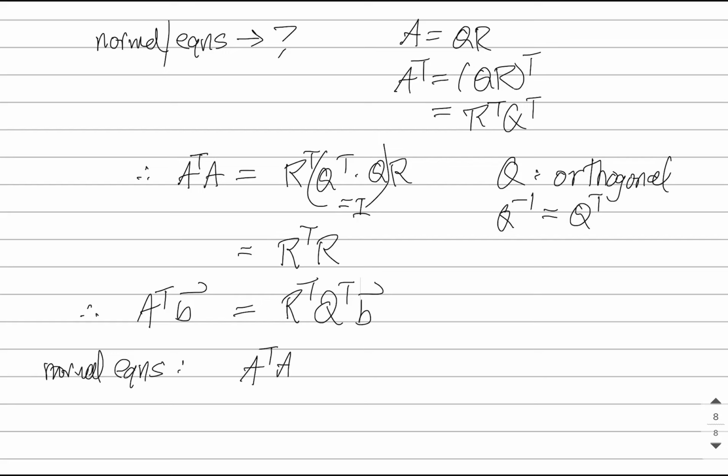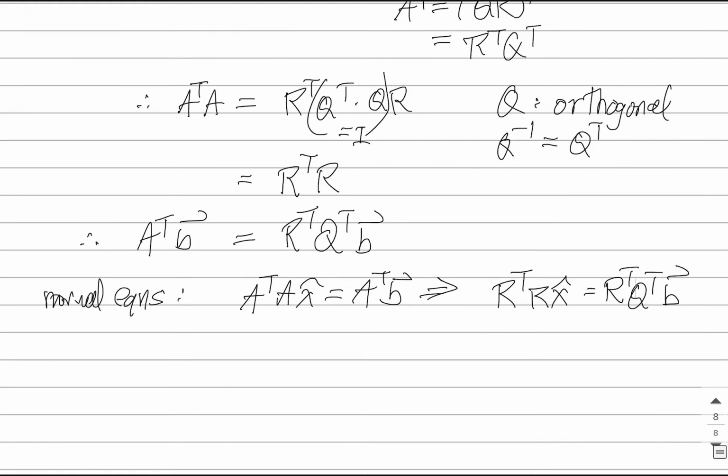So if we start with A transpose A x hat equals A transpose B, they are going to turn into R transpose R x hat equals R transpose Q transpose B. Now we can do better. This thing is common to both sides. We can basically rewrite this system as follows. And this is the whole point. And that becomes a proposition. We've got a new result that we can talk about.